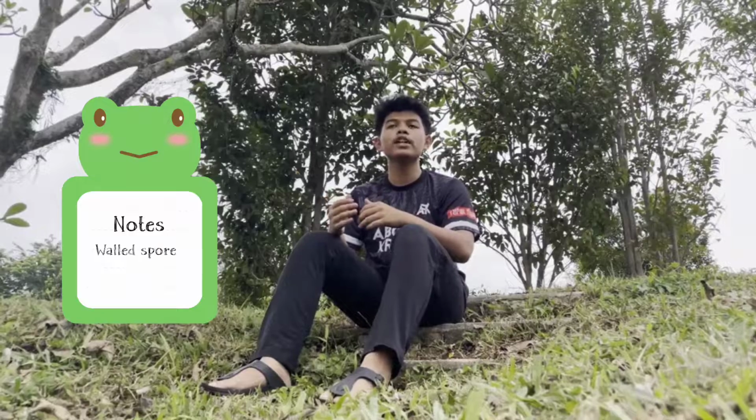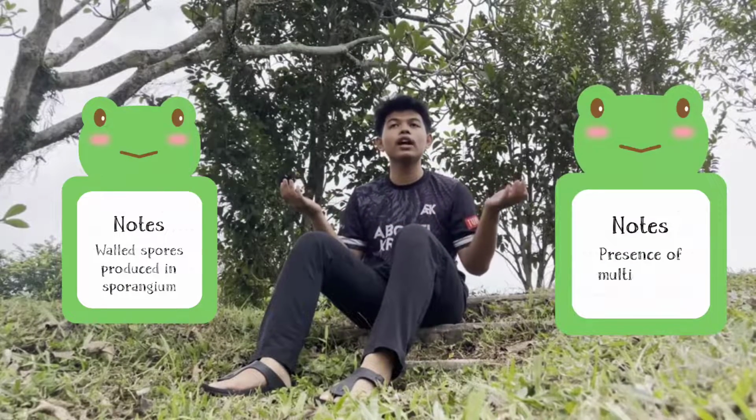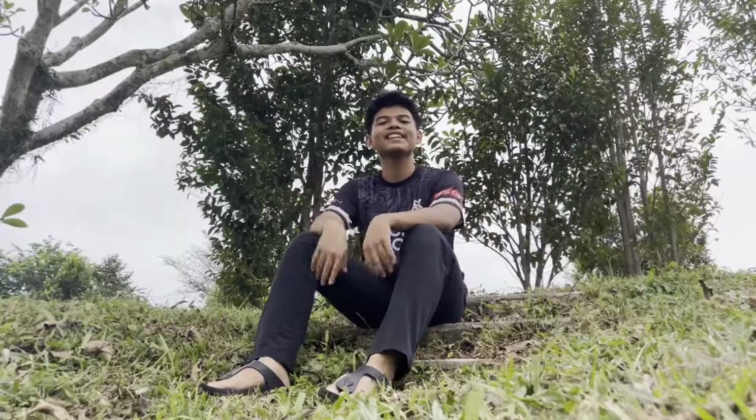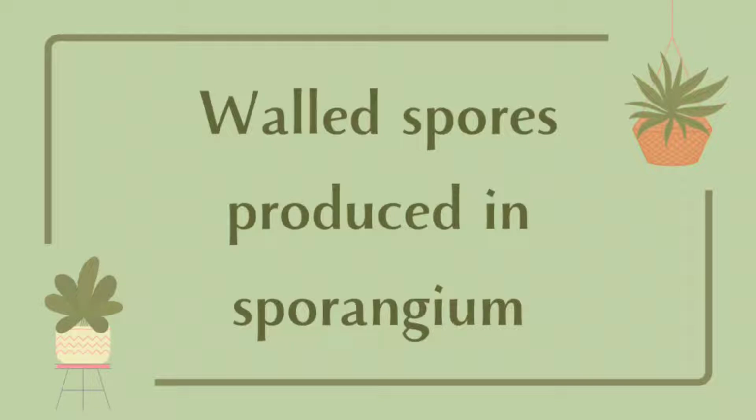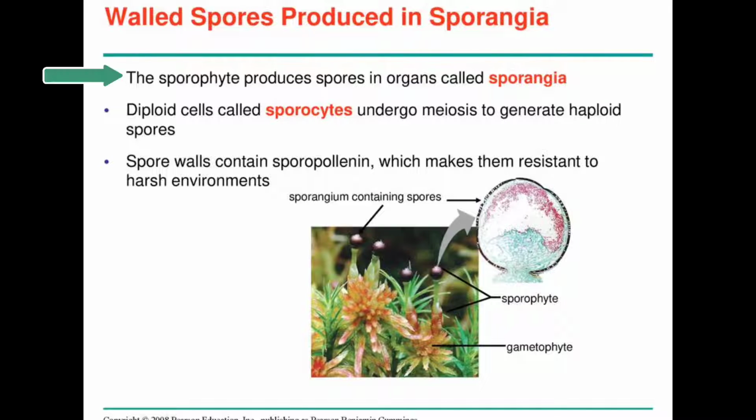For the third and fourth adaptation, we have wall spores produced in sporangium and the presence of multicellular gametangium. For the next one, we have wall spores produced in sporangia. The sporophyte produces spores in organs called sporangia. Diploid cells called sporocytes undergo meiosis to generate haploid spores. And lastly, spore walls contain sporopollenin, which makes them resistant to harsh environments.